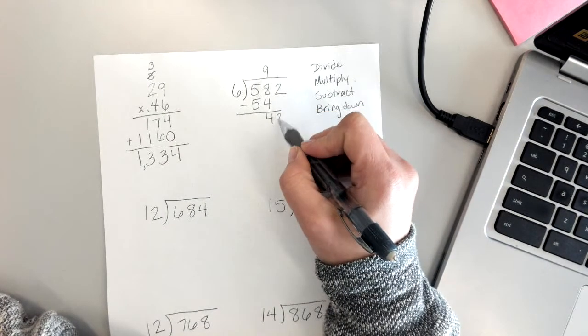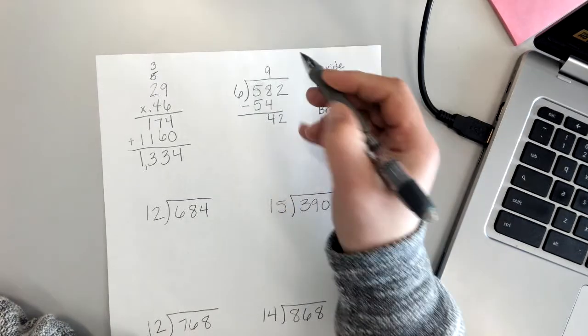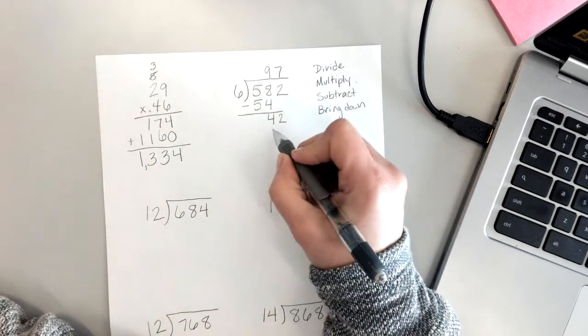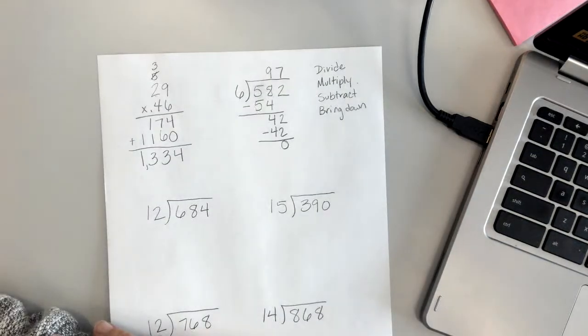Then I bring down my 2. 6 goes into 42. How many times? Well, 6 times 7 is 42. So 7 times 6 is 42. And I subtract and I get 0.